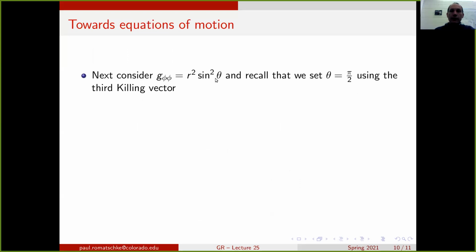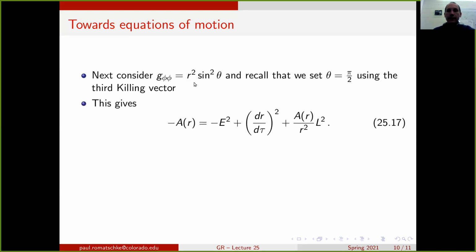Finally, if we look at g_φφ, which is r² sin²θ for the Schwarzschild metric, and we recall that we've used one of the symmetries to set θ to π/2, we find that g_φφ is nothing else but r². We can again simplify the equation into the following form. Now it is an equation that involves conserved quantities, the constants E and L. It involves the first derivative of the radius with respect to proper time squared, and it involves the single function A(r). So basically what we found is a single ordinary differential equation that effectively acts as an equation of motion, radius as a function of proper time, for a particle with a given energy E and a given angular momentum.